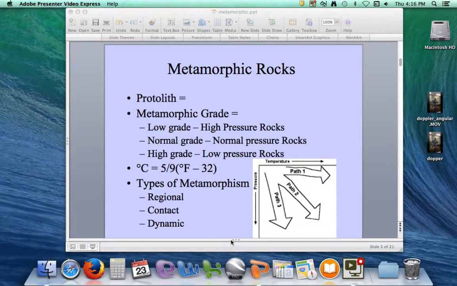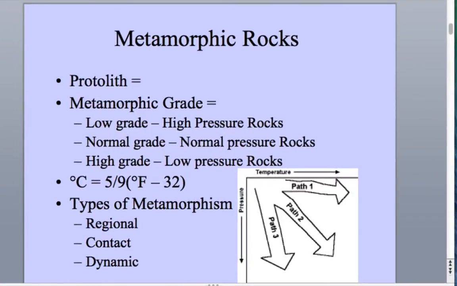Now I just want to finish off with some images from a PowerPoint here on metamorphic rock. So we talked about the protolith, just to emphasize that's the parent rock, or what the rock was before metamorphism. We talked about low-grade metamorphism, normal-grade metamorphism, which would be intermediate, and high-grade metamorphism. So we can link those to three different paths of metamorphism. So there'll be path 1, path 2, and path 3. And so usually that's what I link them to.